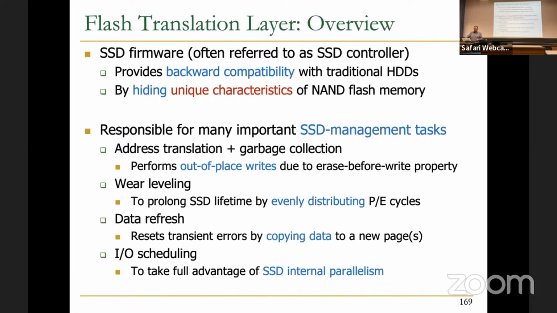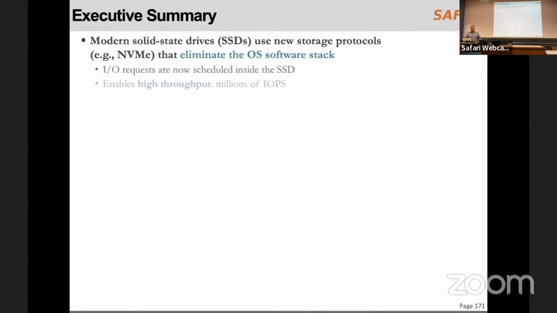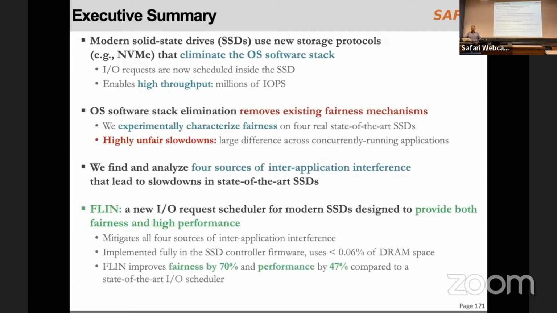So we discussed FTL operations, and IO scheduling is one of them. For this, I'm going to use this paper, FLIN, that we published in ISCA 2018, Enabling Fairness and Enhancing Performance in Modern NVMe SSDs. Modern SSDs use new storage protocols like NVMe that eliminate the OS software stack. I'm going to show it better in this picture.